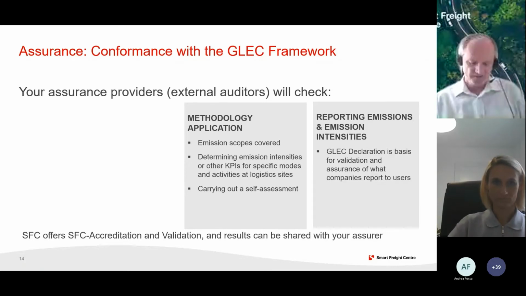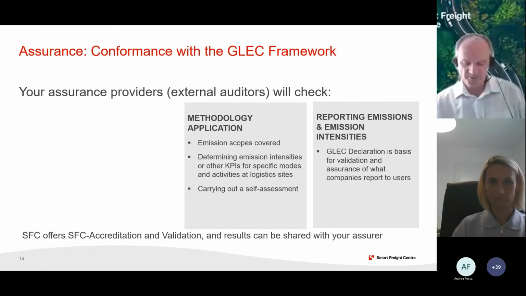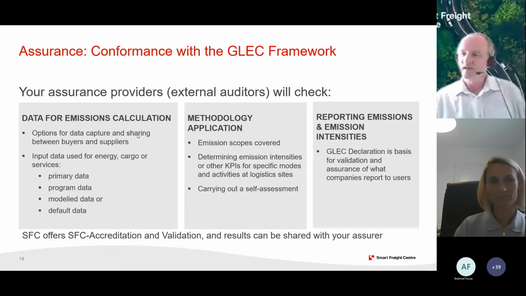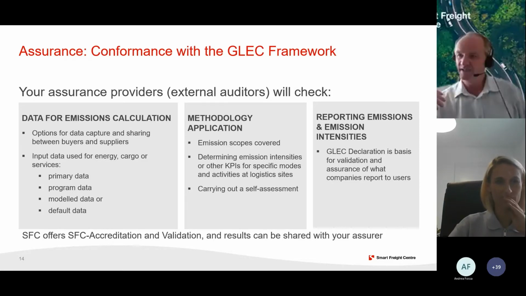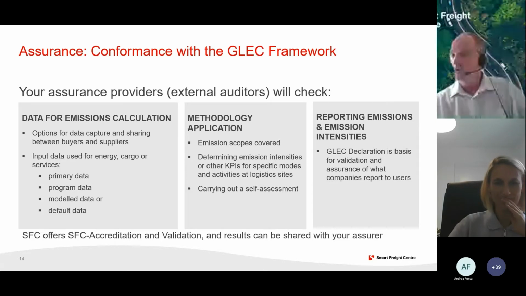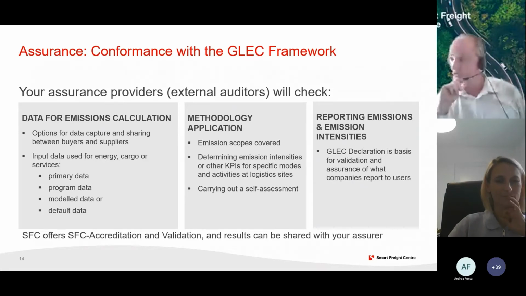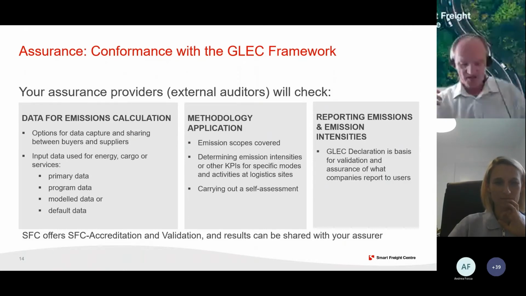And the second is then validation of company calculations. And that's where we bring in the other all-important aspect, which is actually the input data for a company's calculation. That calculation may be done by the company itself, by an in-house tool, or by the use of one of the tools such as GreenRouter that are out there on the market and which have been accredited against the Glec framework.